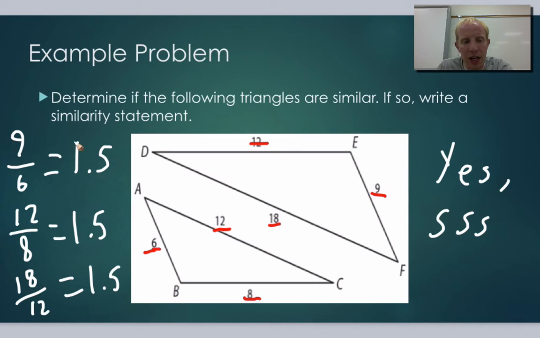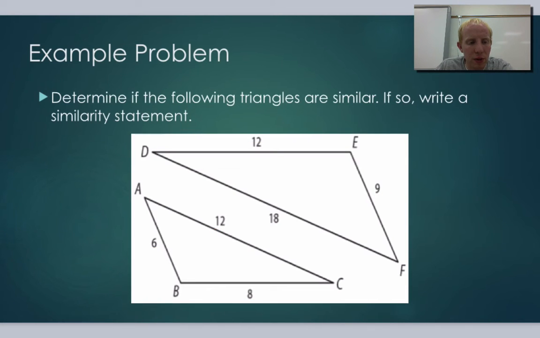Okay? Each side is scaling by the same amount. Okay? If one of these had not scaled by the same amount, then no, they wouldn't be similar triangles. Okay? But if all 3 are scaling by the same amount, we don't have to look at the angles at all. We can say, yes, these are similar triangles by side, side, side. Okay?